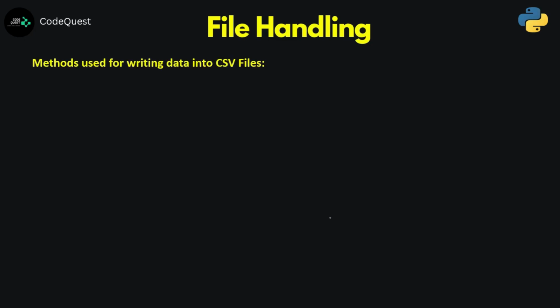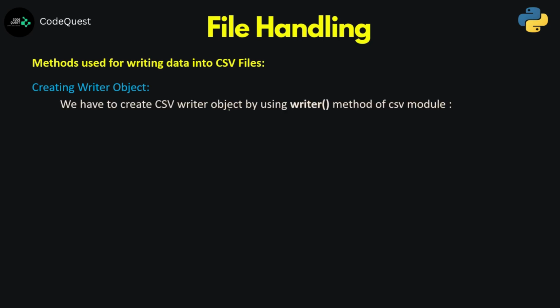Every time you want to perform a write operation on a CSV file, the very first thing we are supposed to do is create a writer object, which is called the CSV writer. And how can we do this? The very first thing, as usual, is to import the csv module. Inside the csv module, we have a csv writer object, and we can create this writer object by using an inbuilt method of the csv module, that is the writer method.